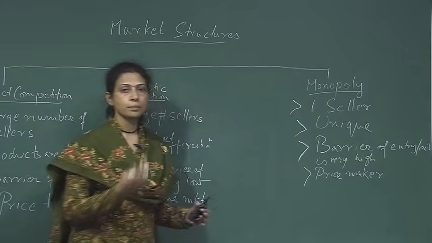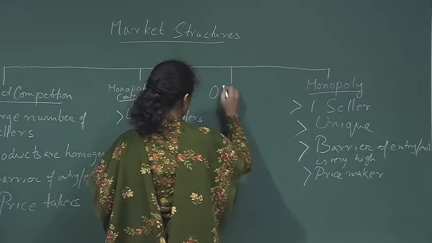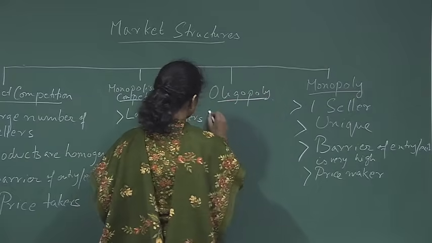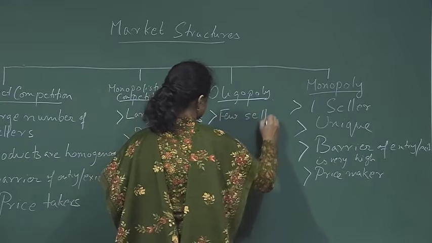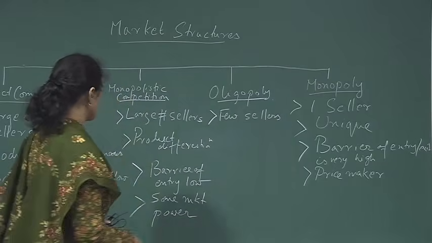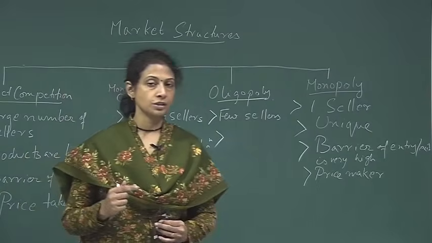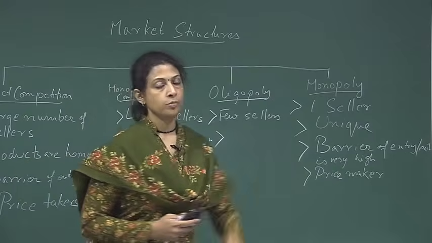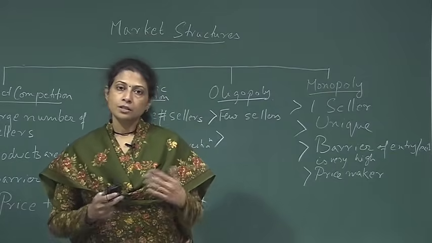The last type of market structure that we are going to discuss is the oligopoly. In case of oligopoly, there are few sellers in the market. Now, whether the products are homogeneous or differentiated, in oligopoly the products could be homogeneous, perfectly substitutable, or they could be differentiated.